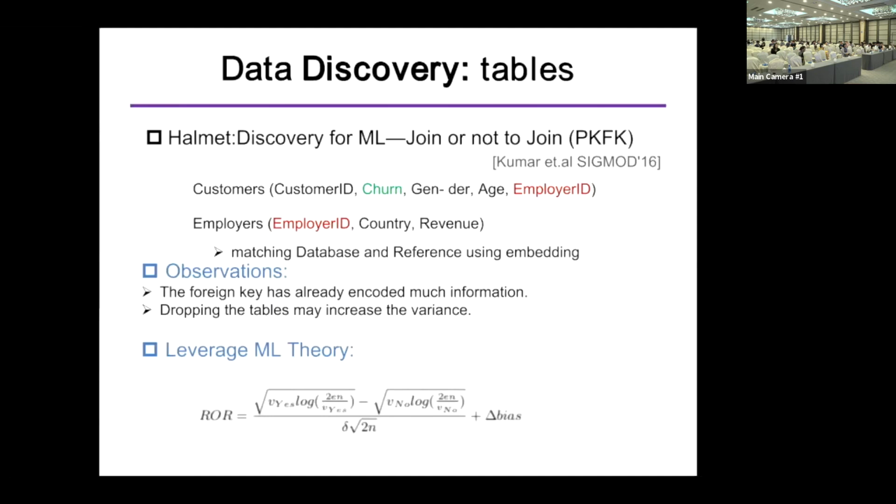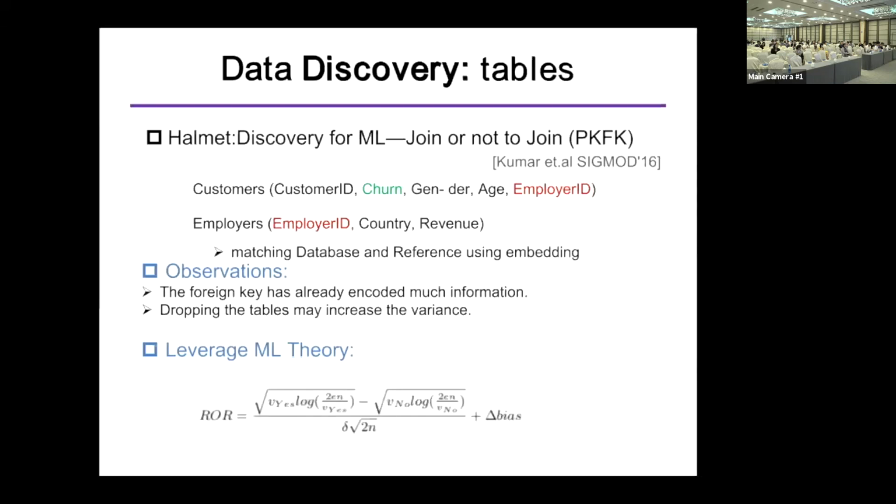The basic idea is that the foreign key in the base table has already encoded enough information of candidate tables. For example, suppose that the base table is customer and one of the candidates is employer, so they can be joined through the movie ID. Since many customers might see the same movie, it is reasonable to use movie ID as a feature directly rather than joining the two tables.